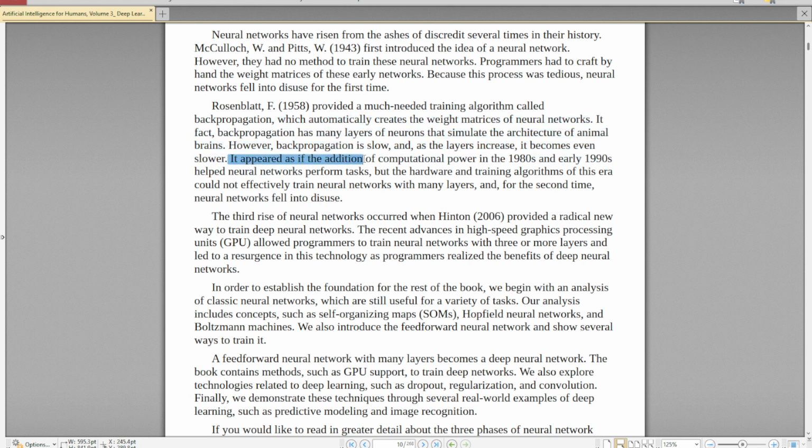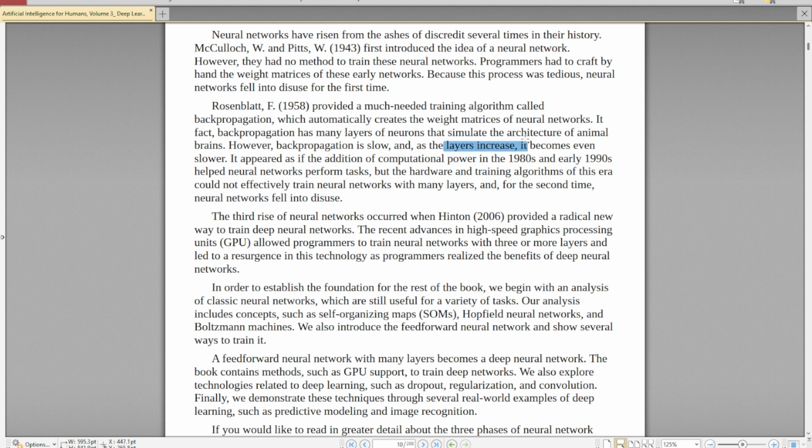The addition of computational power in the 1980s and early 90s helped neural networks perform tasks, but the hardware and training algorithms of this era could not effectively train neural networks with many layers, and for the second time, neural networks fell into disuse. Fell into disuse means, maybe, that it's not in use, that people are not using those networks anymore.